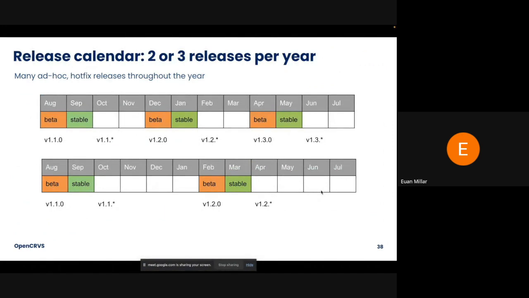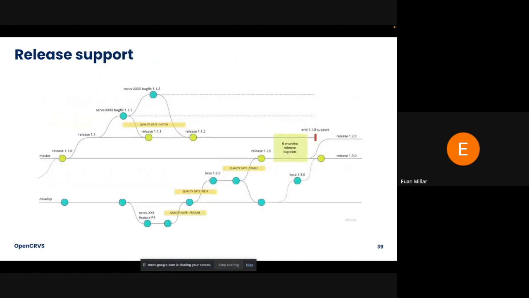So how do we maintain the quality? Well, we release relatively often. Obviously, we're a small team. We'd like to always release more often, but we do 2 or 3 major or minor releases per year. And in between, we do many ad hoc hotfix releases throughout this calendar. So you can expect regularly to receive new features and functionality. And it's very important that you get familiar with the release support that's available.